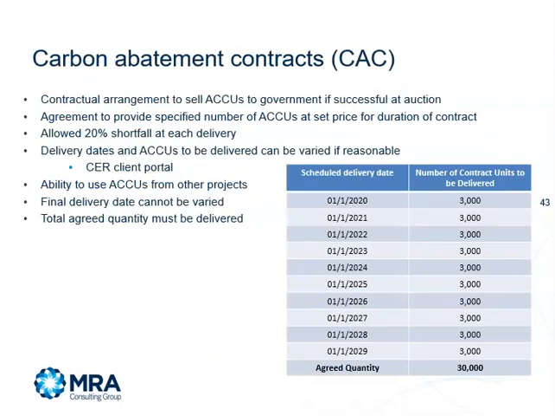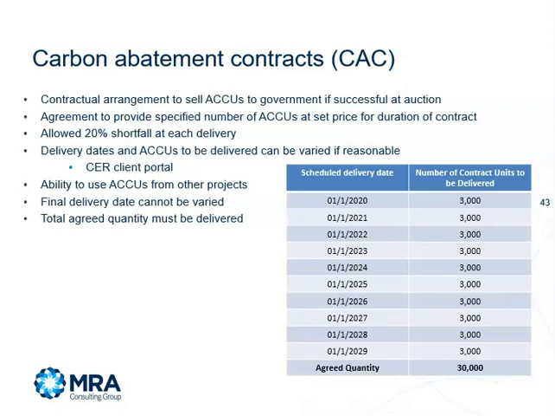If a participant's bid is successful at auction, the participant enters into a carbon abatement contract with the government. A carbon abatement contract is a contractual arrangement to provide a specified number of ACCUs at a set price for the duration of the contract. While the total ACCUs must be delivered by the end of the contract, the CER may allow for some flexibilities. CAC participants are allowed a 20% shortfall of ACCUs at each delivery, but at the end of the contract, the total contracted amount must be provided.